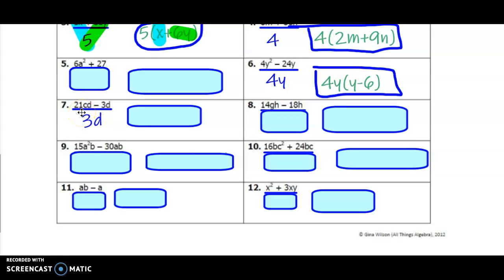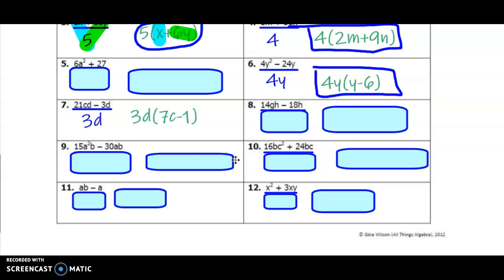Excuse me, there's no C because both factors do not have a C. So if I divide 21 divided by 3 gives me 7. The D's cancel and I'm left with only a C, so that's where 7C comes from. Minus 3 divided by 3 is 1, and your D's cancel out. So divide both parts by 3D.